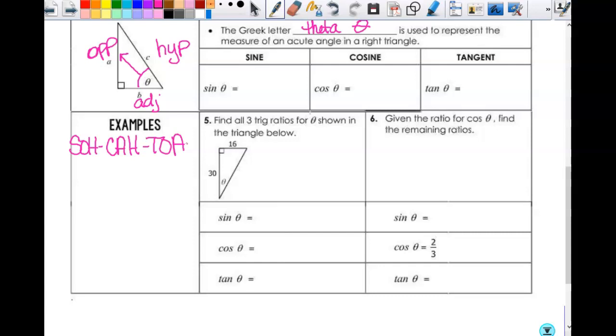This tells you how to set up your ratios. The sine of theta is equal to the opposite over hypotenuse. The cosine of theta is adjacent over hypotenuse. And it's not sin, cos, and tan either. Okay, and then tangent of theta is opposite over adjacent, and that is how you set these up. And if you can label triangles and set that stuff up, the rest is a piece of cake.